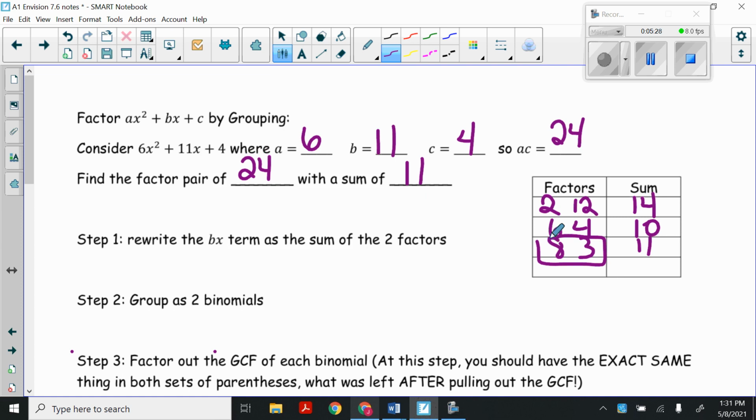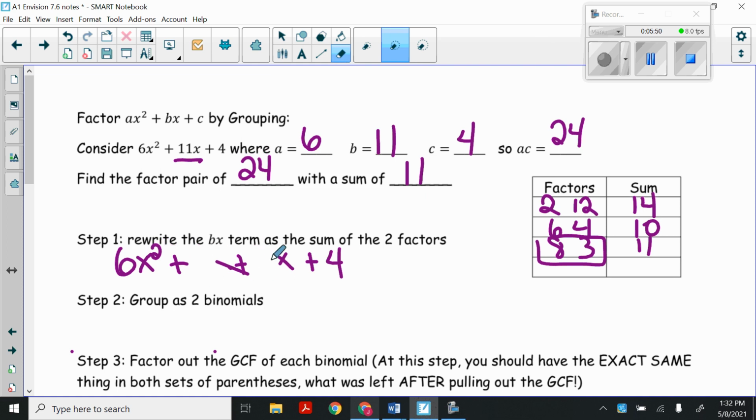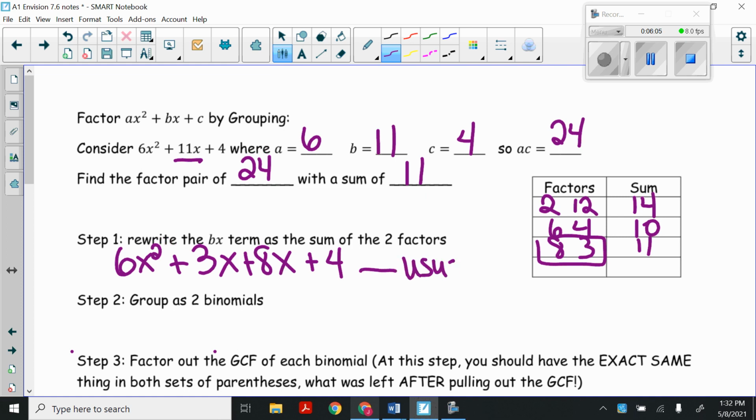So step number 1 will be to rewrite the bx term as the sum of the two factors. So I'm going to write 6x squared plus, instead of 11x, I'm going to use 8x and 3x. Sorry, I need to change the way that I wrote that. I'm going to write 6x squared plus 3x plus 8x plus 4. You will usually put the smaller number first. You want to look to see what numbers are going to have a GCF when you combine them together.